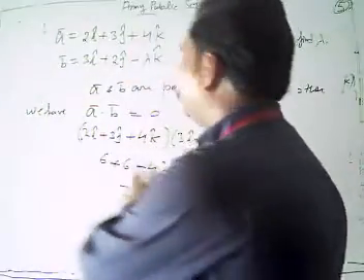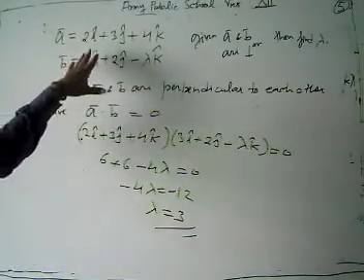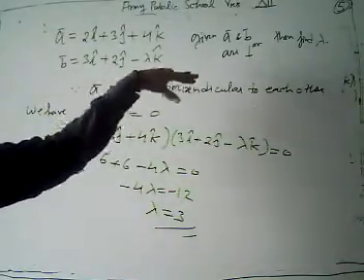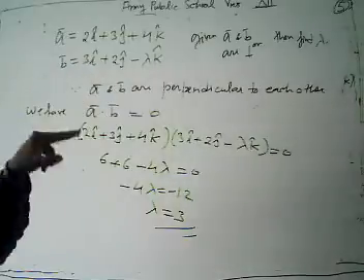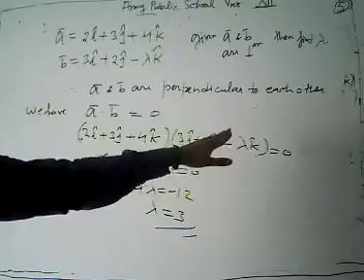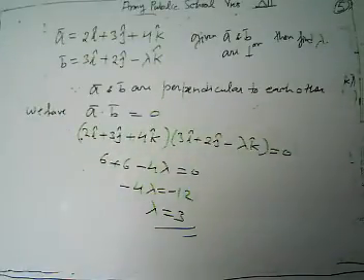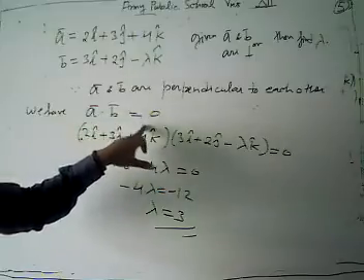Now look up, I'm going to revise you. What is given? We have two vectors A and B, and they are perpendicular to each other. Then we have to find the value of lambda. What is the condition for our two vectors to be perpendicular to each other? Vector A dot vector B is equal to 0.